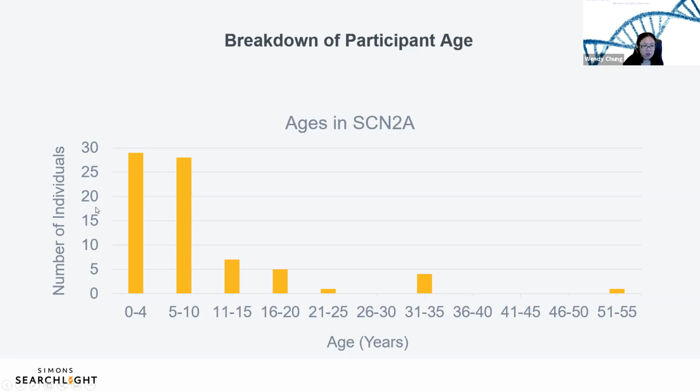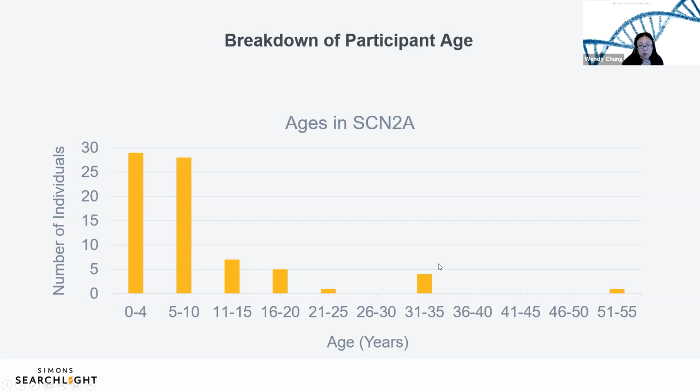And on this axis here are the number of individuals, showing you that we have about 28 individuals birth to 4, about 27 individuals, 5 to 10. And then importantly, we have a few adolescents that I'm showing you here, but very few people who are over the age of 20. So really all told, I think it's a total of 6 people over the age of 20.